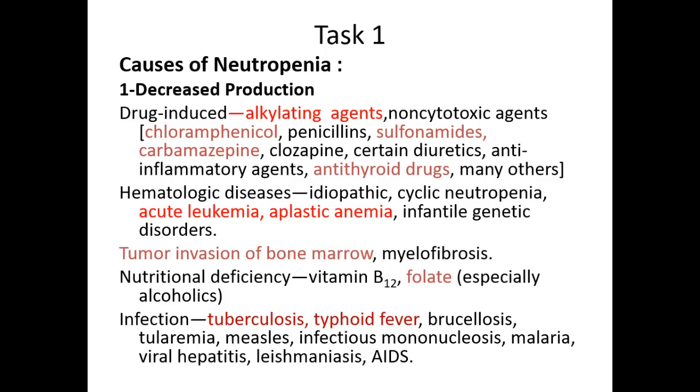Also, involvement of bone marrow by tumors or fibrosis can lead to neutropenia. Nutritional deficiencies like vitamin B12 and folate deficiency can result in neutropenia. And overwhelming infections with Salmonella typhi and Brucella and viral infections can result in neutropenia.